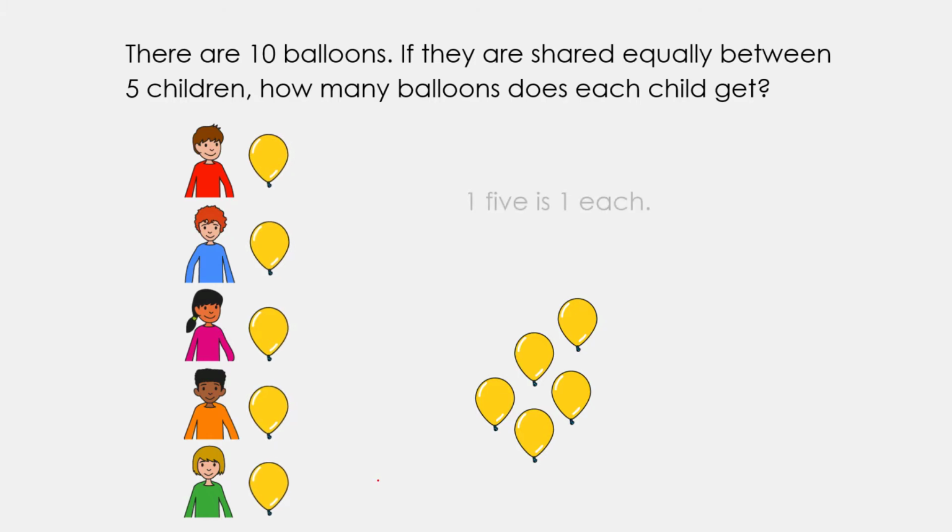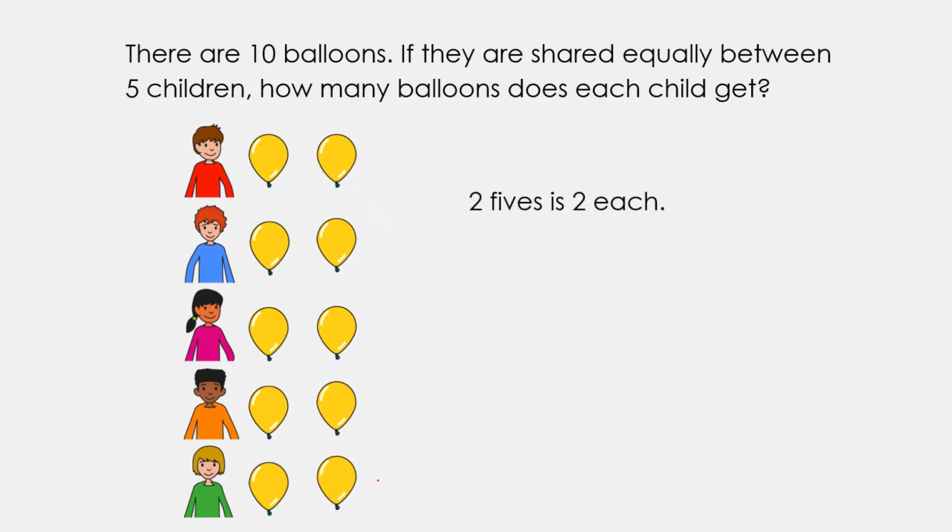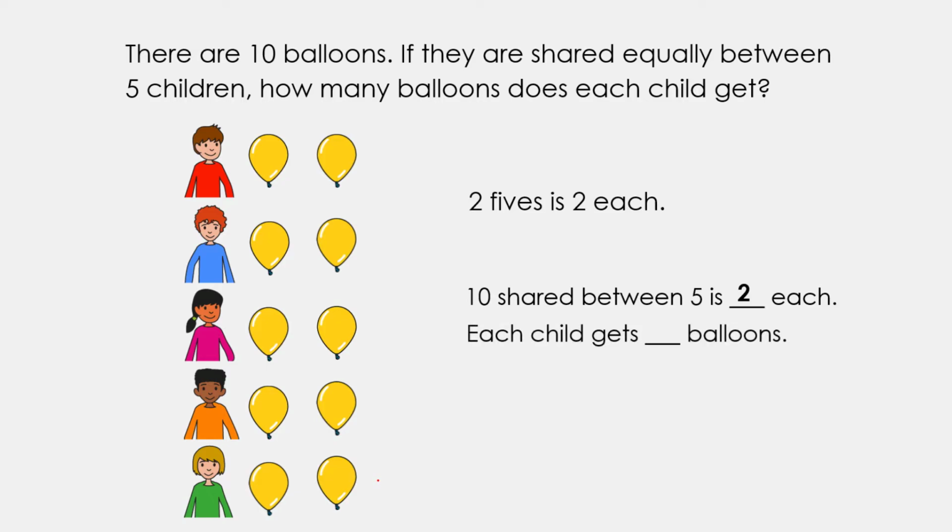So we know that 1 5 is 1 each. So we've used up 5 of our 10 balloons. And next step, 2 5s is 2 each. And that's all of our 10 balloons shared out. So we're done. What can we say? 10 shared between 5 is how many each? It's 2 each. So each child gets 2 balloons.